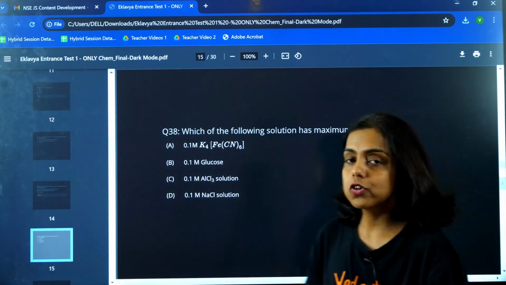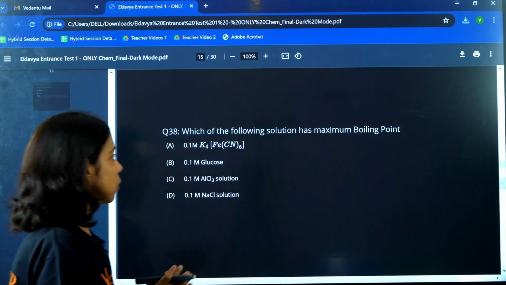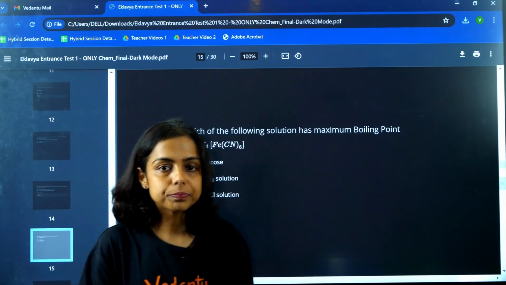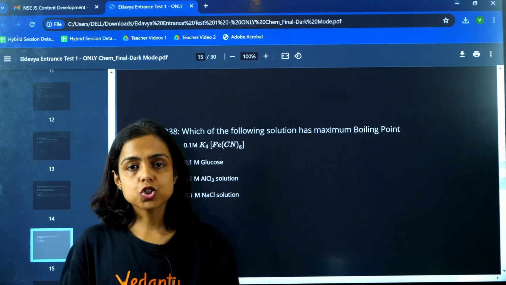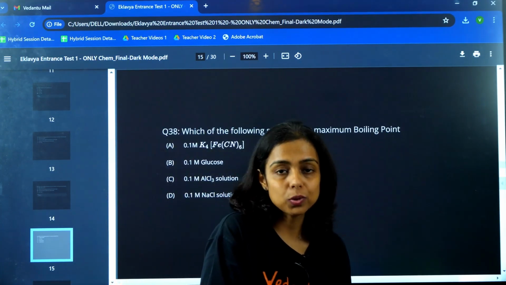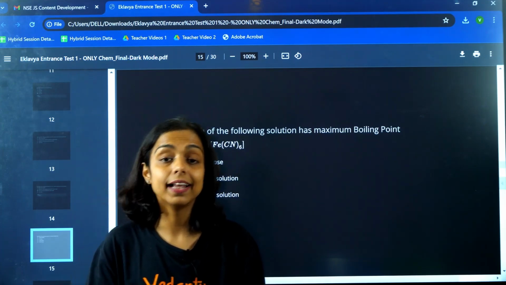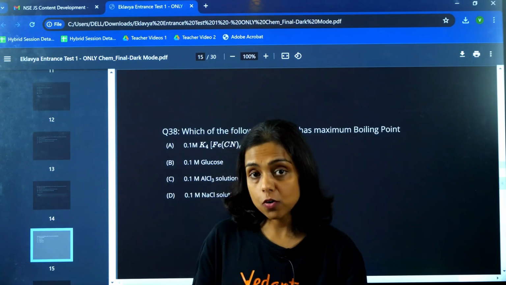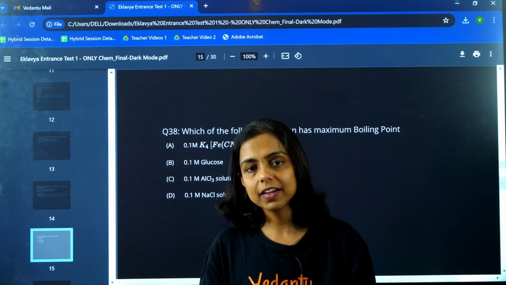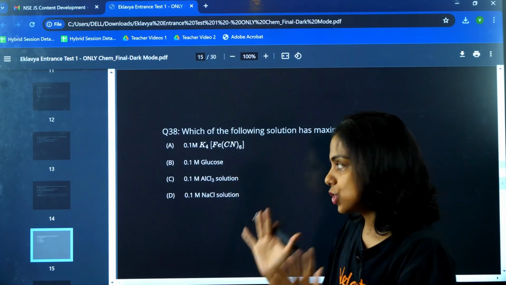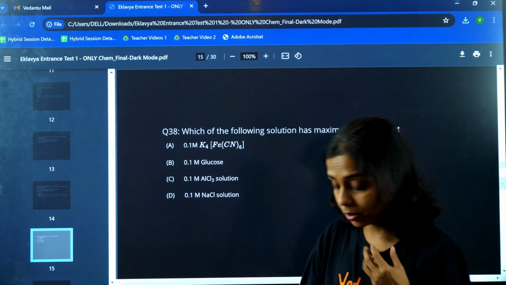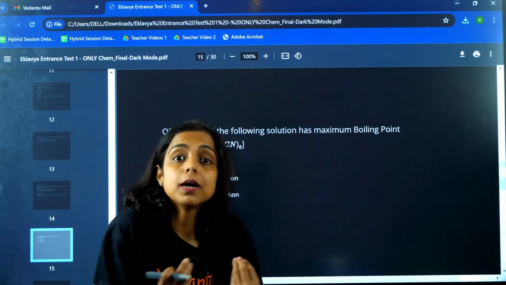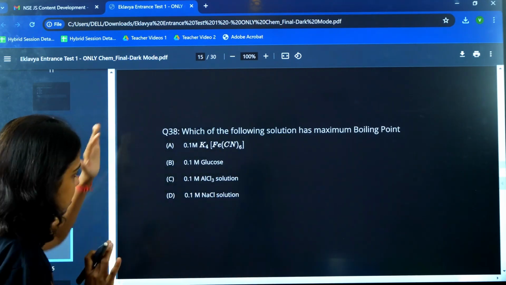Again a question on colligative properties. Which of the following solutions has the maximum boiling point? As you know, when we have a solution having a non-volatile solute, there is elevation in boiling point, and the elevation in boiling point is a colligative property which depends upon the number of solute particles. So we are supposed to check in which the elevation in boiling point is maximum. The delta Tb depends upon the number of particles.